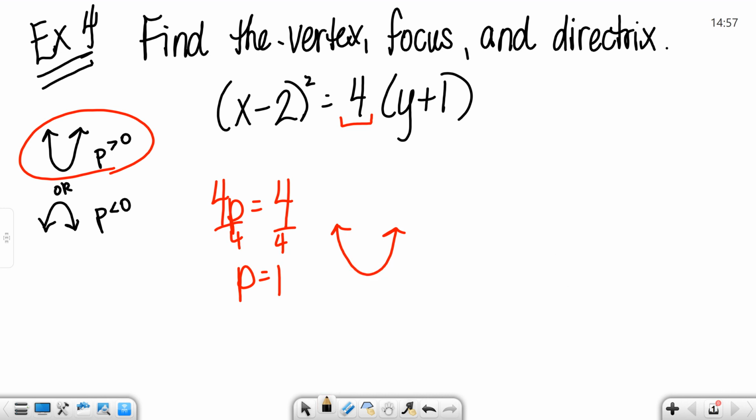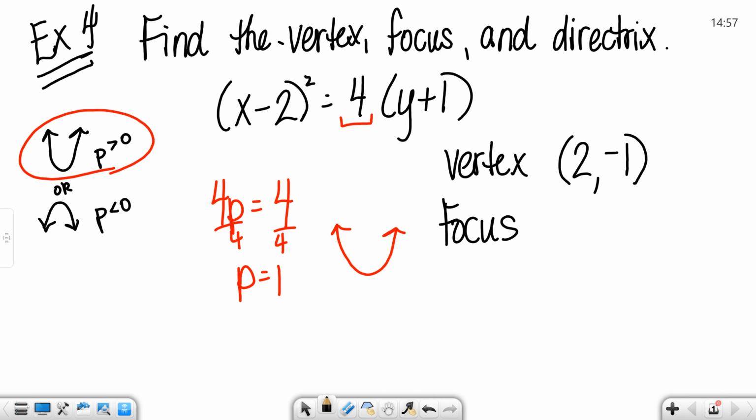Awesome. So I know for sure it opens upward. That's going to help. Now let's talk about our vertex. That one's kind of easy to find looking at our equation. My h value is with the x. Take the opposite sign, so we take 2. My k value is with the y. Take the opposite sign, so it's -1. All right, my focus. All right, so let's say this is my little parabola here. Here's my vertex at (2, -1). All right, there's my vertex.